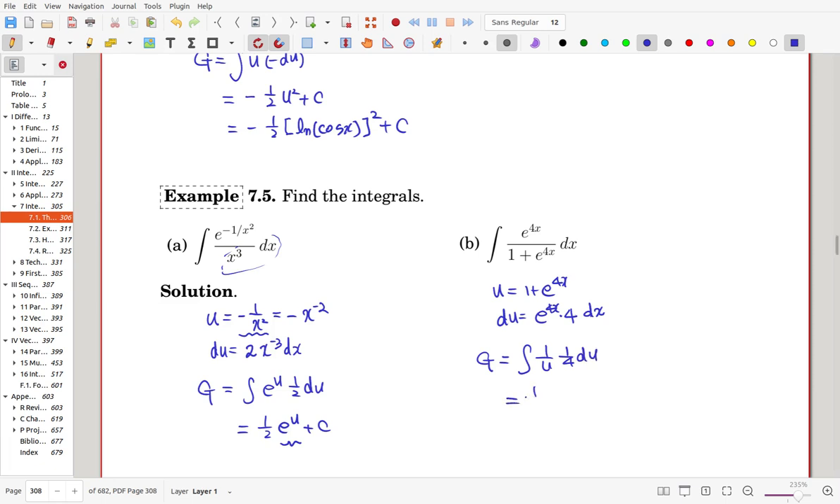So that is, now the quarter can go out, and the integral of 1 over u will be logarithm of u, right? Plus c. From this one, here the quarter, and now logarithm of 1 plus e to the 4x is always positive, so you don't need the absolute value sign around 1 plus e to the 4x. Plus c. That's the final answer.